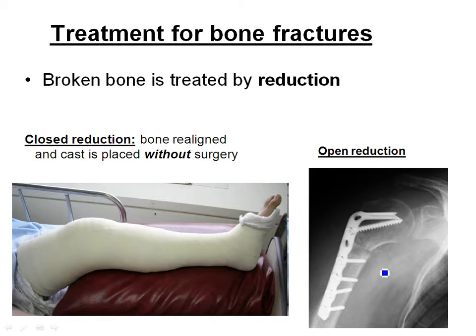Now, if you have a cast and they realign the bones and no surgery is required, then we're going to call that a closed reduction. Whereas if the patient requires surgery, we call that an open reduction. And in this case, they're going to go in and place any kind of pins, plates, anything to help hold the bone together during the healing process.